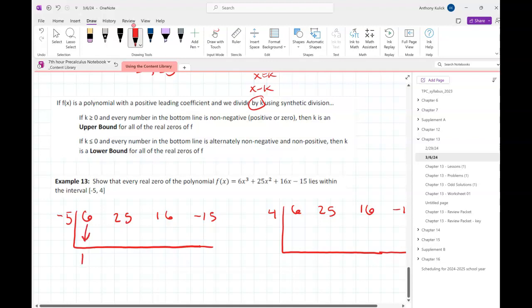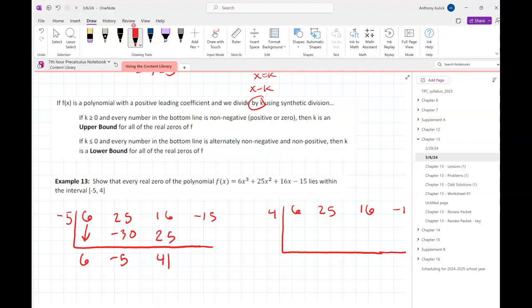So for my first synthetic division, oh, that's not right. Mr. Kulik, 6 is not 1. You know, sometimes it's hard. Math is hard sometimes, you know? That's not right either. That's more like it. Okay.